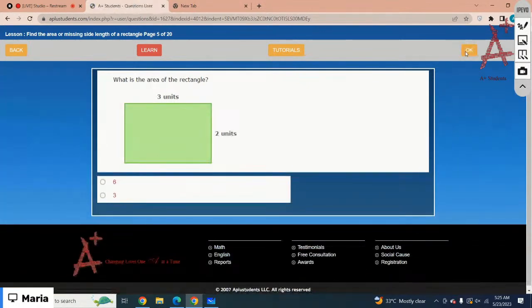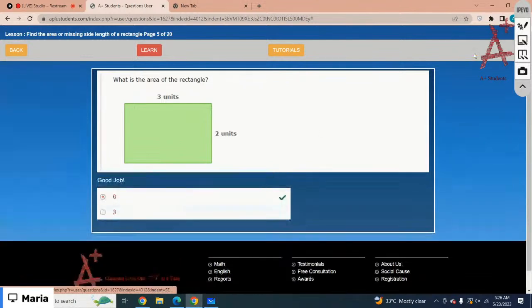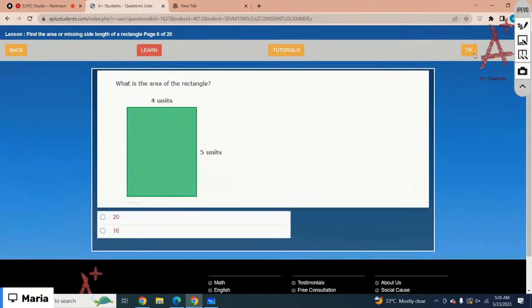Okay, what is the area of the rectangle? That would be 3 times 2. Got it? That is 6. What is the area of the rectangle?